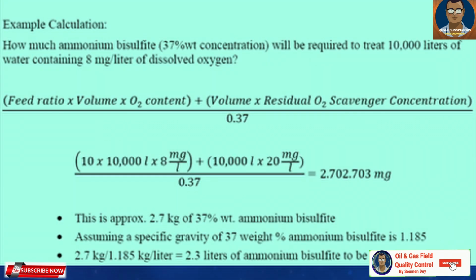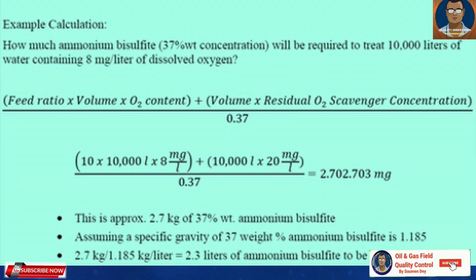Example calculation: how much ammonium bisulfate will be required to treat 10,000 liters of water containing 8 milligram per liter of dissolved oxygen? First, we take the feed ratio, which is 10, multiplied by the oxygen content. Where do you get this? From the dissolved oxygen kit. From there, in the Hydrotest water, you will find the oxygen content. Multiply with the feed ratio, plus the residual oxygen scavenger concentration. The concentration here is 37%, so divide by 0.37.